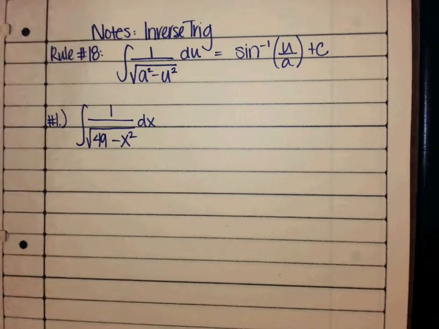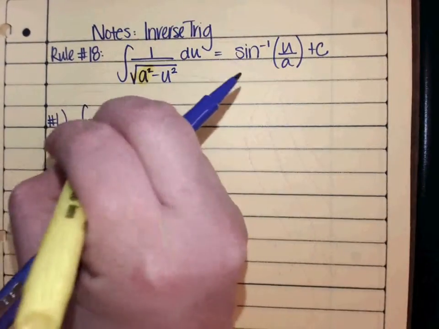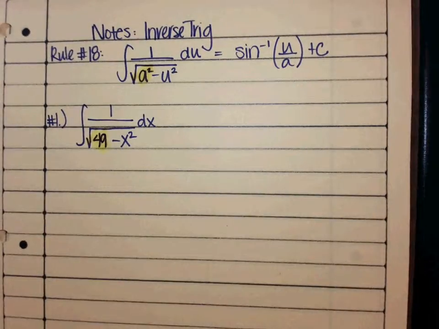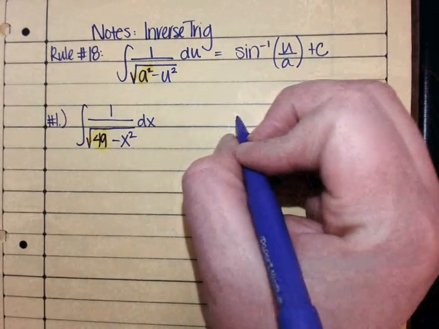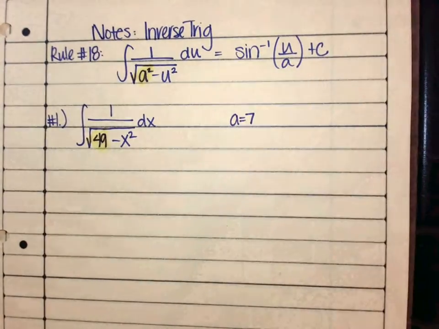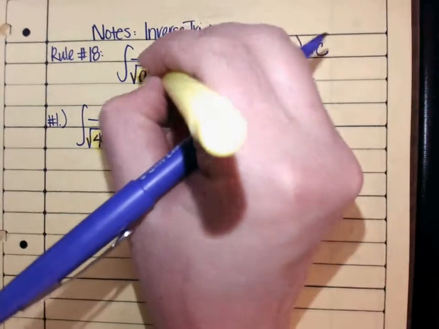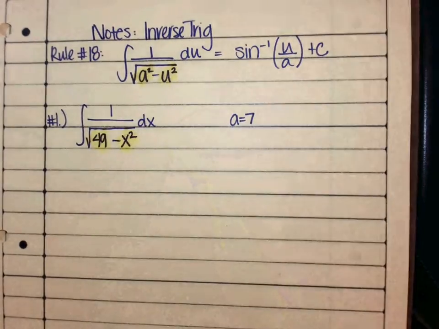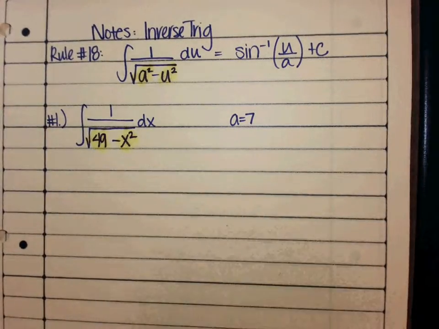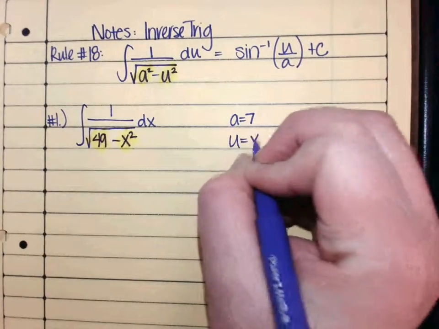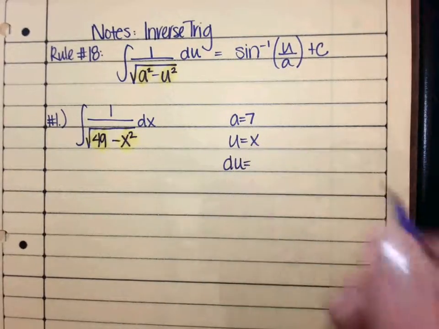So if your a squared is replaced by a 49, what is your a? 7. Okay, if your u squared is an x squared, what is your u? x. And what does that make your du?